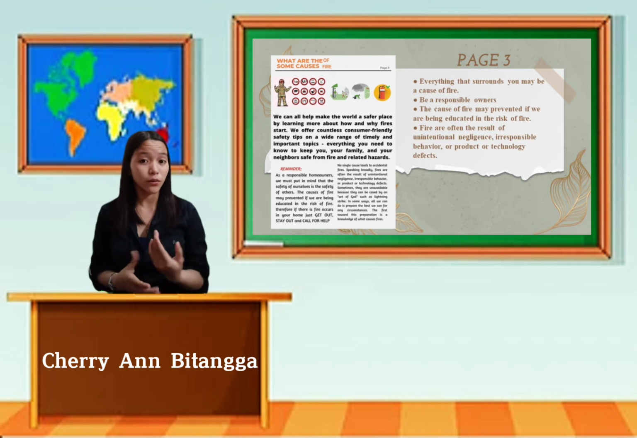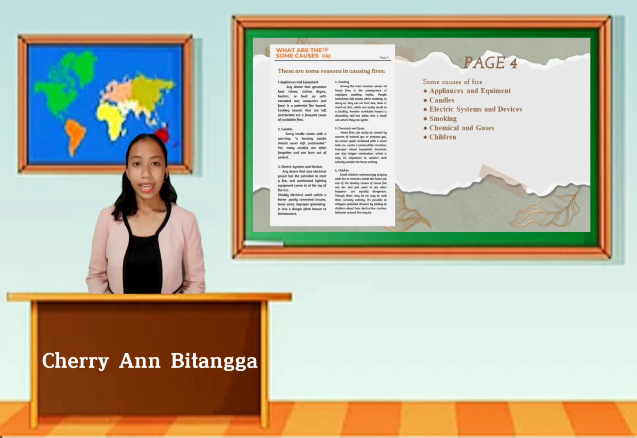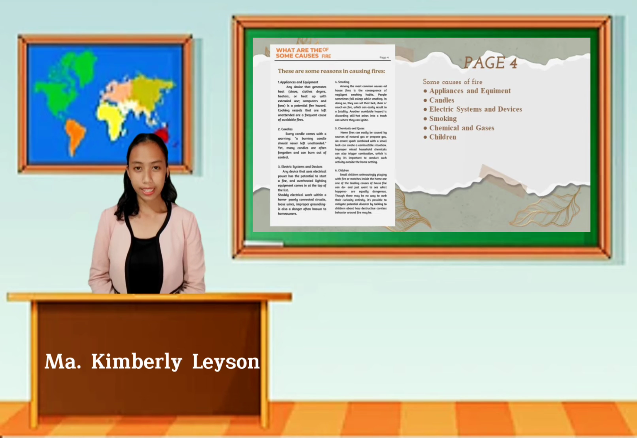If outlets have a defect, this can lead to a fire. So overall, educating people about fire safety is very important for them to be aware of what to do and what the leading causes of fire are, so that we can prepare ourselves and our family can prepare too in every emergency. Next, I will be discussing our magazine pages 4 to 6.